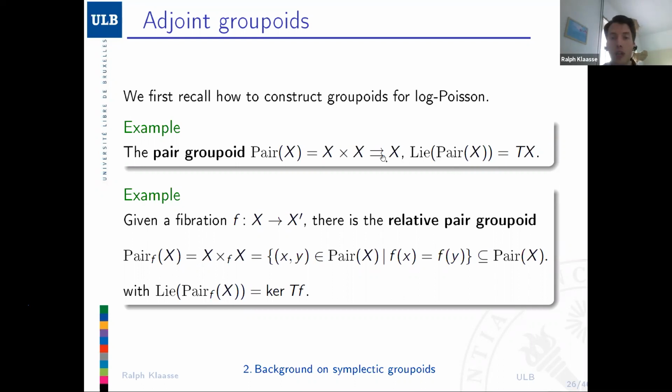And it's, in fact, an adjoint integration that possibly needs X to be connected, because otherwise you need to throw away some of the components. But let's assume X is connected. The slightly more complicated one is called the relative pair groupoid, where you start with a fibration F from your manifold X onto something else, and then you essentially take the fiber product along the map. So you take something which sits inside the pair groupoid. It's just all points which have the same image under F. This thing is also not an adjoint integration unless you take away again these components if you need to do that. The Lie algebroid of this guy is the kernel of TF.